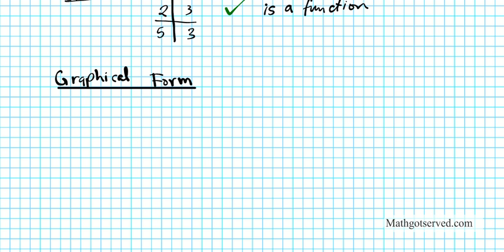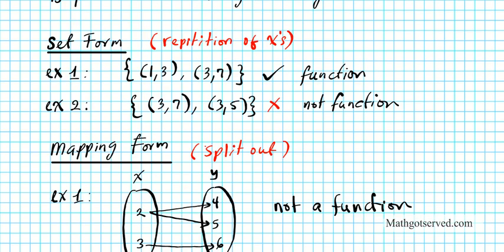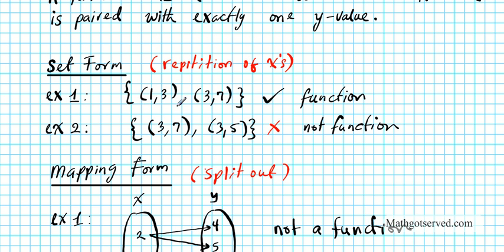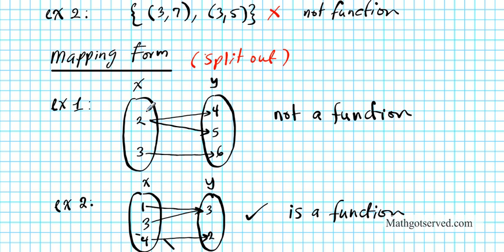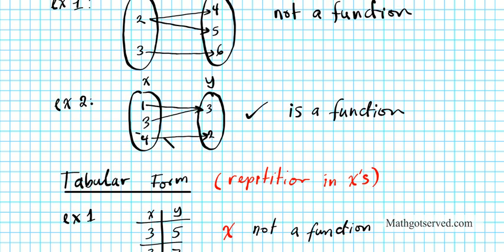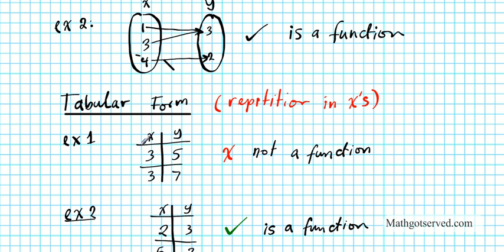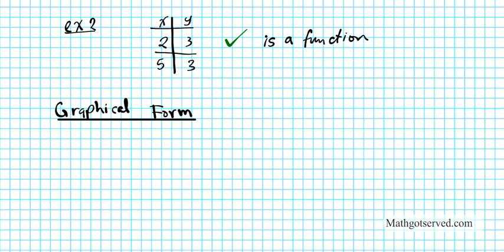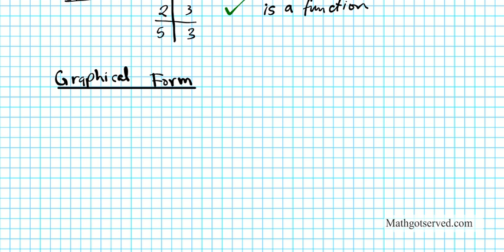If you have set form, look for repetition in the x's. If there is repetition in the x's, then it's not a function. Mapping form, if you have a split going out, one x going to multiple y's, that's automatically not a function. And for tabular form, if there is repetition in the x's, just like the set formulation, that's not a function. For the graphical form, you're going to have a special test called the vertical line test.